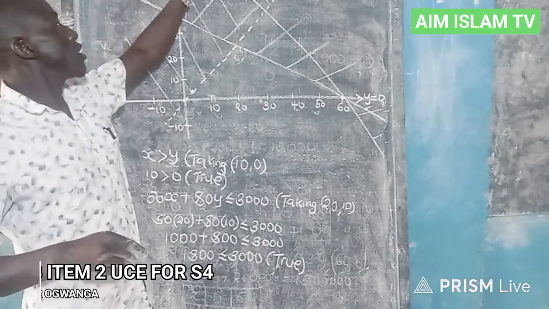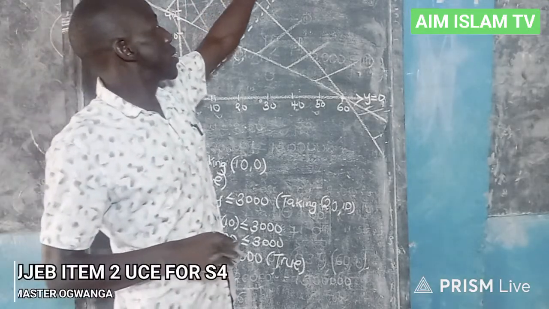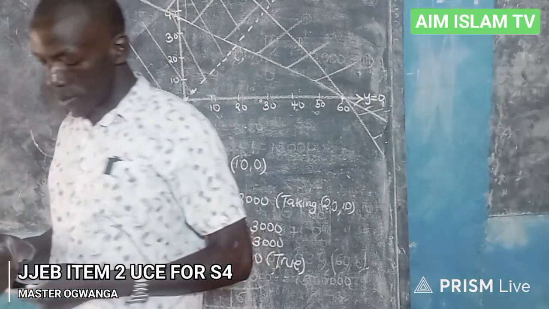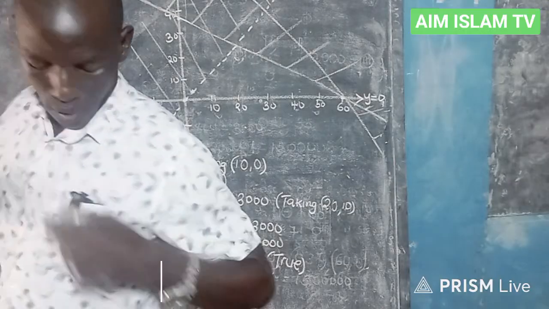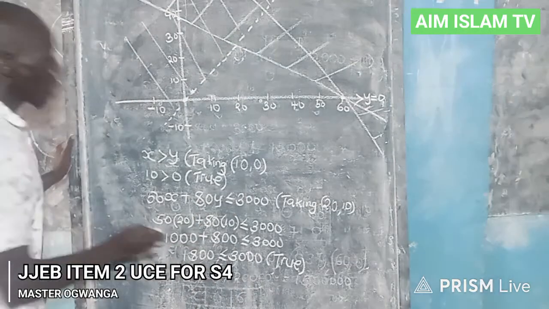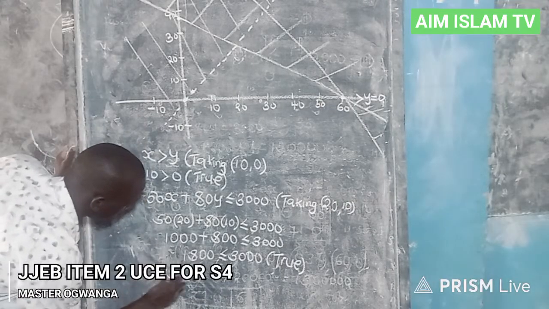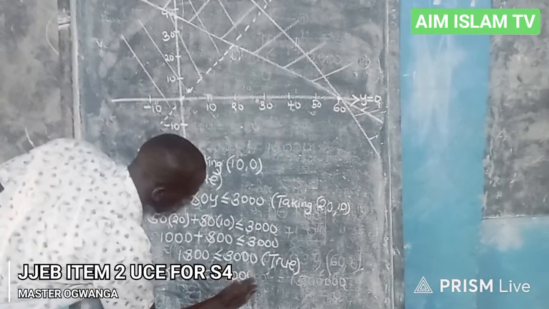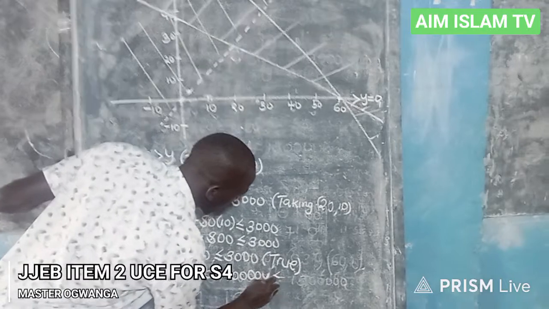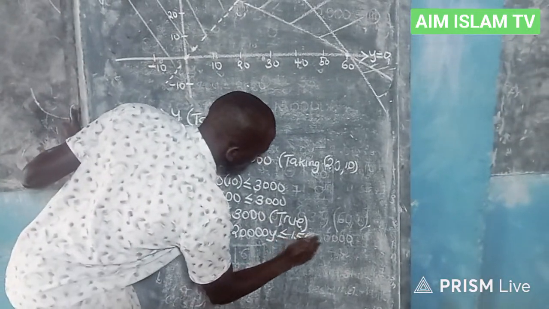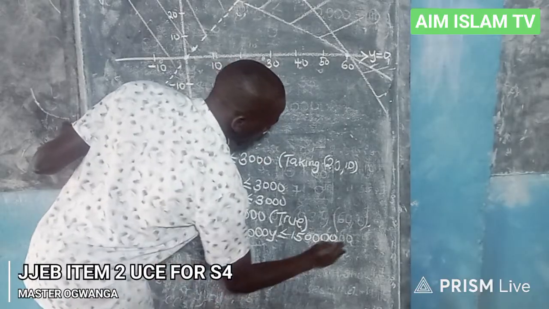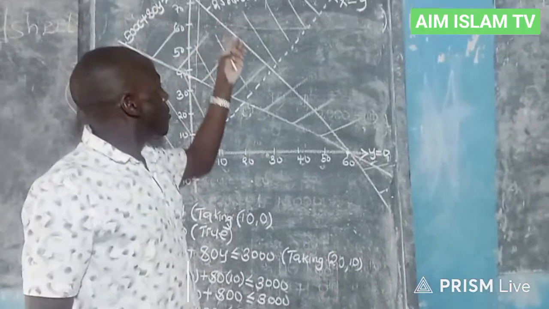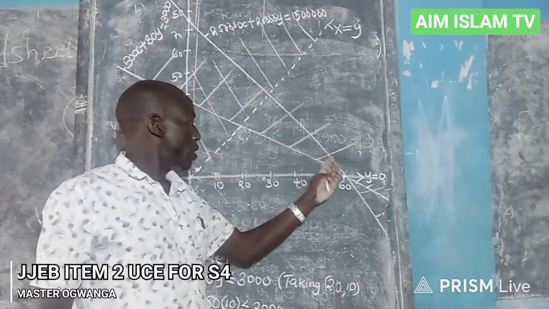The last part. The last line is 25,000x plus 20,000y. This is supposed to be less than or equals to 1,500,000. So I'm going to have 25,000x plus 20,000y being less than or equals to 1,500,000. This is our line. Where you're seeing my line moving is our line.